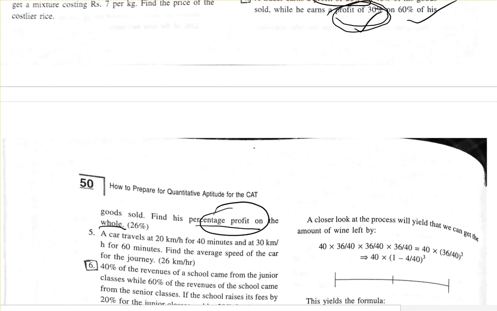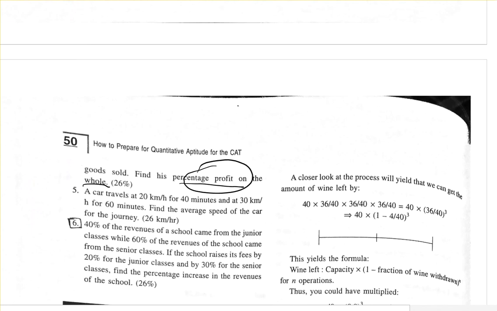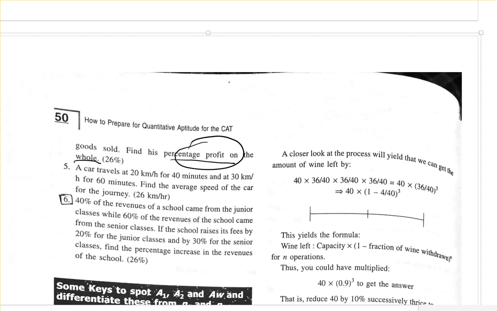This is N2. The average will again be 26. A car travels at 20 km average speed. So speed cannot be N1 and N2. Speed is A1 and A2. So this is A1, this is A2, this is N1, this is N2.